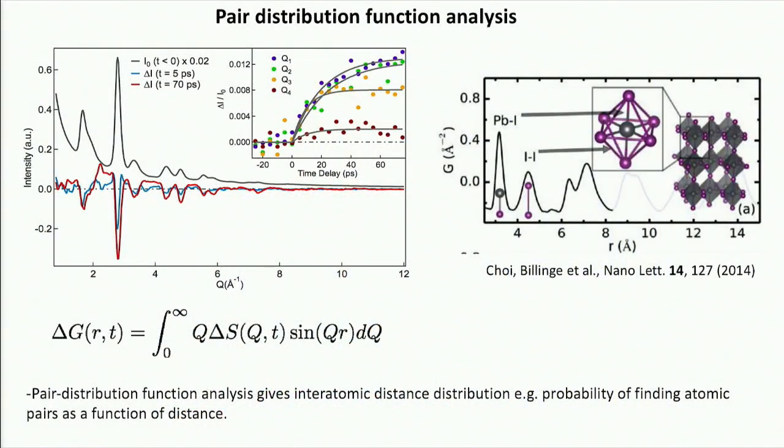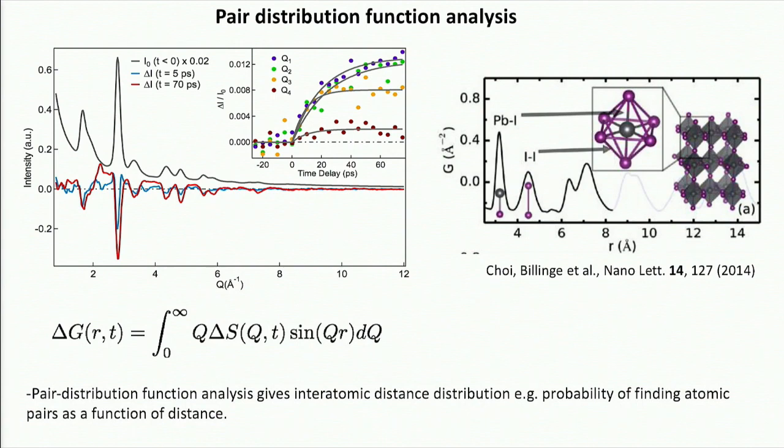Here's the rough measurement. There's a lot of data here, and I only have a short amount of time to describe it. The black curve is the static structure of these materials. The red curve, maybe zoom in on that, is the differential change measured about 70 picoseconds after photoexcitation.